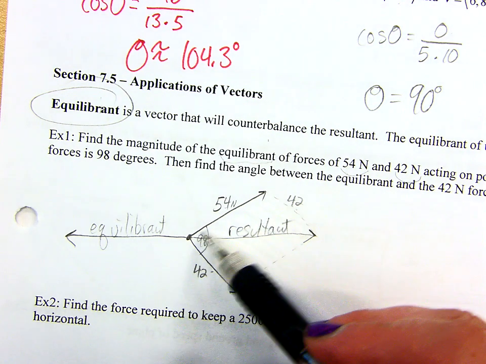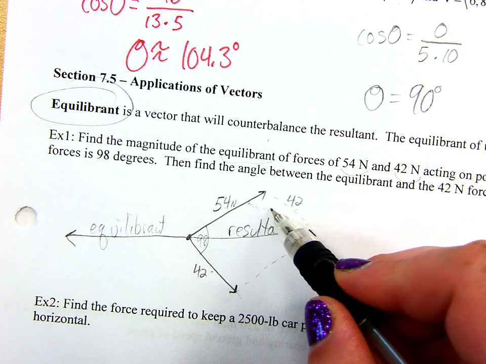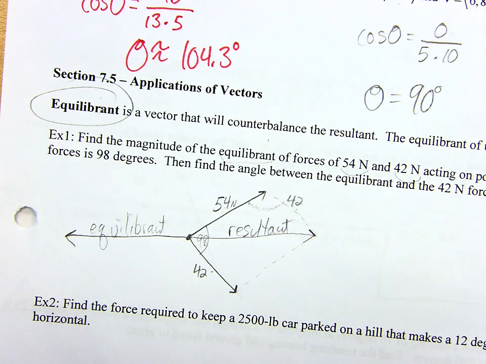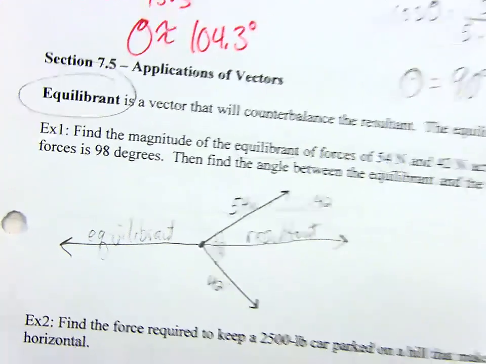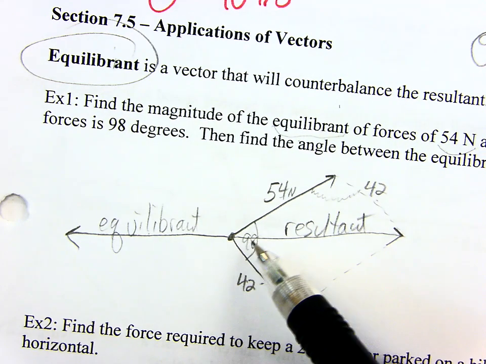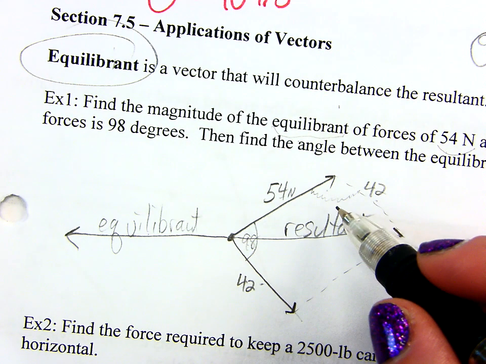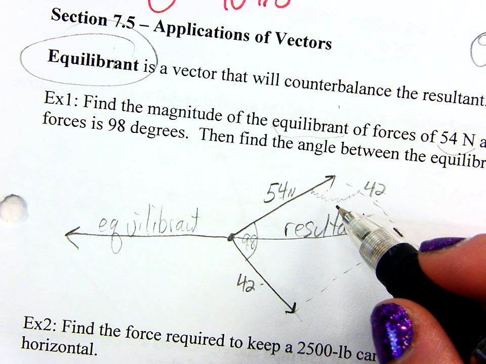All right. And then I'll give you a hint, I had to find this angle right here. Do you remember how we did that? That plus that is 180. Right. In a parallelogram, consecutive angles are supplementary. So 180 minus 98 is 82.